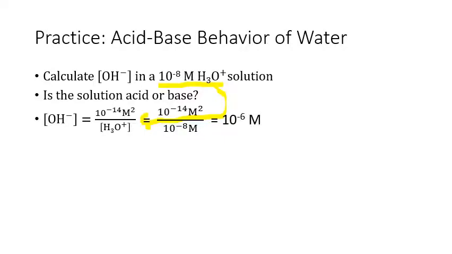So this solution has 10 to the negative 6 moles per liter of OH, and it has 10 to the negative 8th moles per liter of H. So we can compare how much H there is versus how much OH there is and figure out, is there more H? If there's more H, then it's an acid. Is there more OH? If it's more OH, then it's a base. Or are the H and the OH values the same, in which case it would be neutral? So we can compare those two numbers. OH is 10 to the minus 6 as we calculated. H is 10 to the minus 8th.